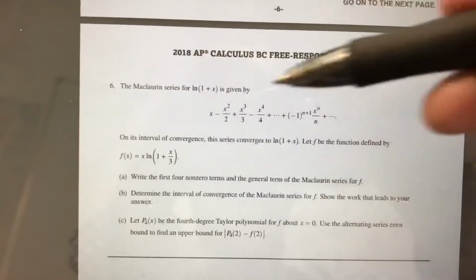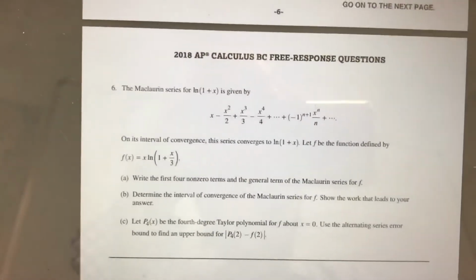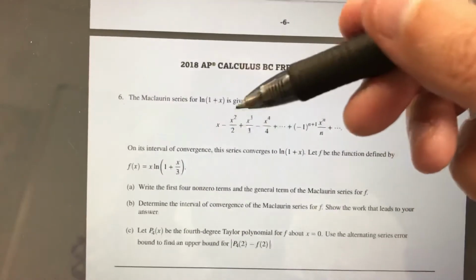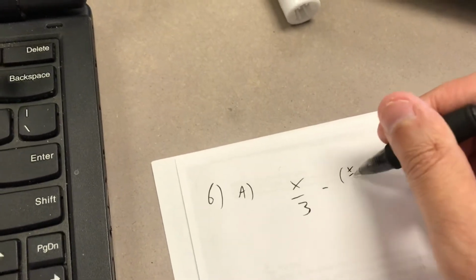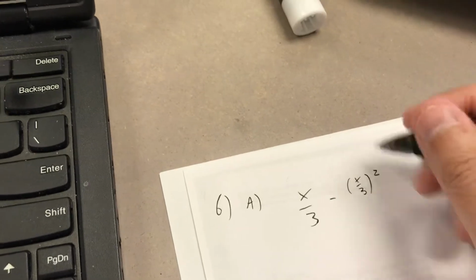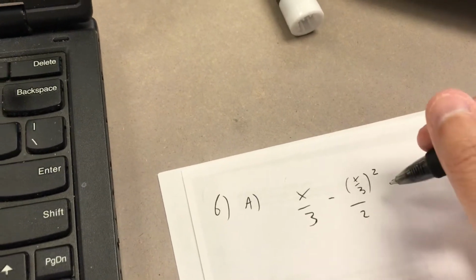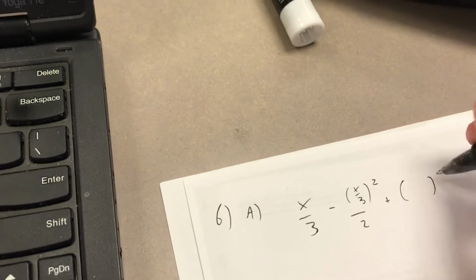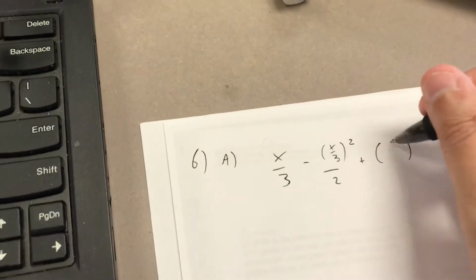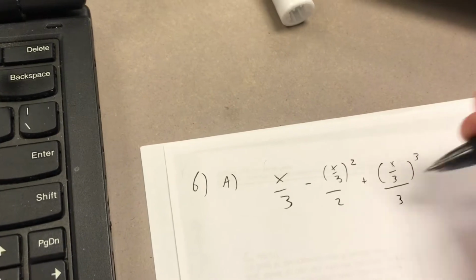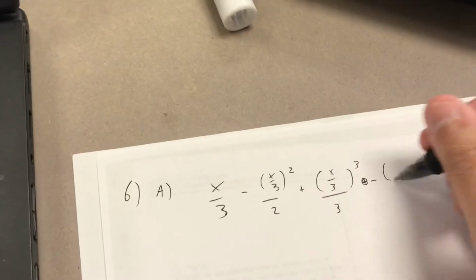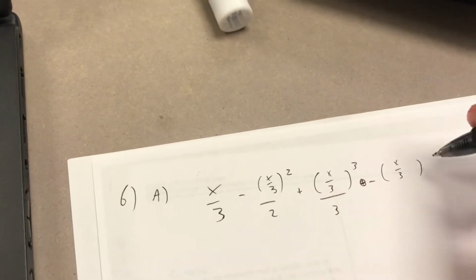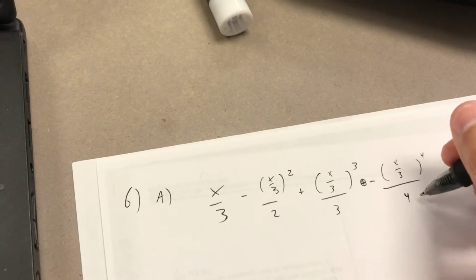So in place of the x, I'm going to put an x over 3. And then we've got an x squared. In place of the x squared, I'm going to do an x over 3 squared. And then that whole thing is over 2. And then in place of the x cubed, I'm going to put an x over 3 cubed, and that's supposed to be over 3. And then, sorry, it's a minus next. It's an x to the 4th, but we're replacing that with an input of x over 3. That's being raised to the 4th, and it's over 4, and so on.